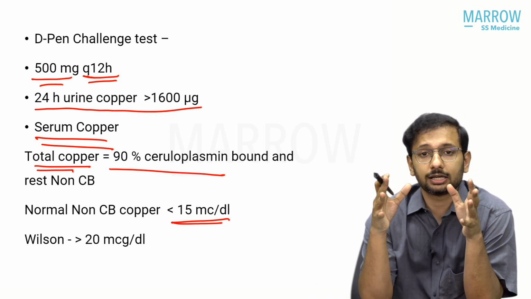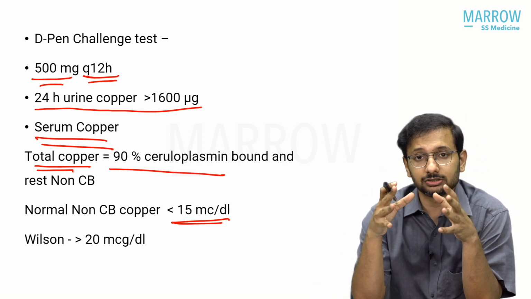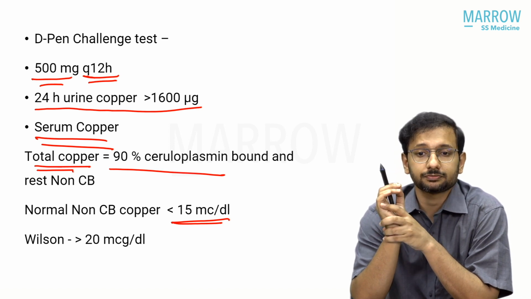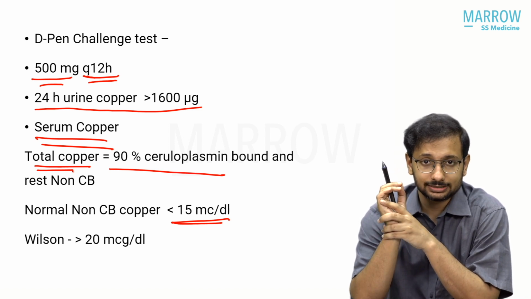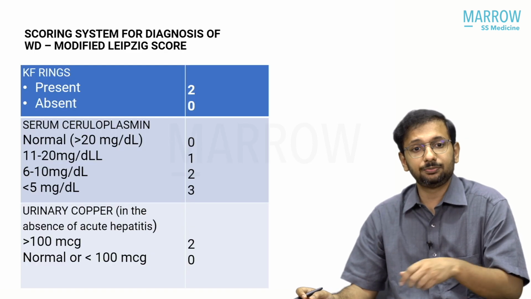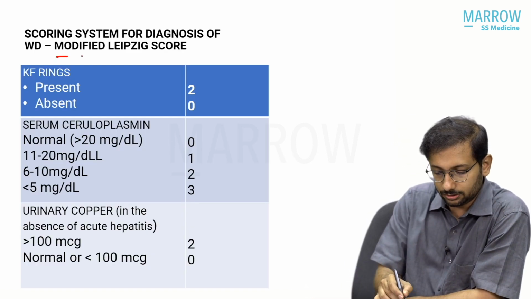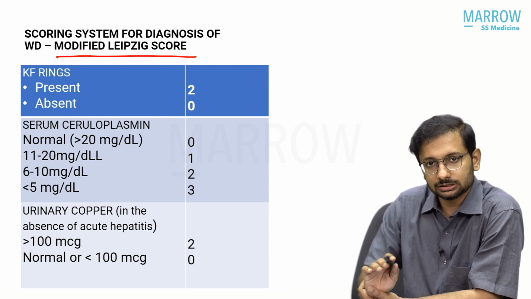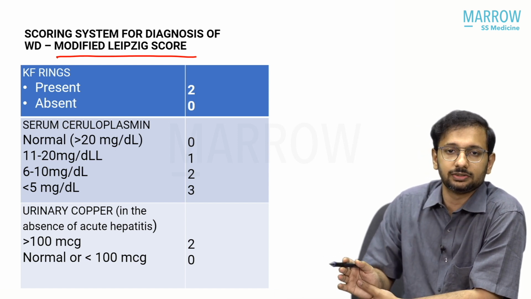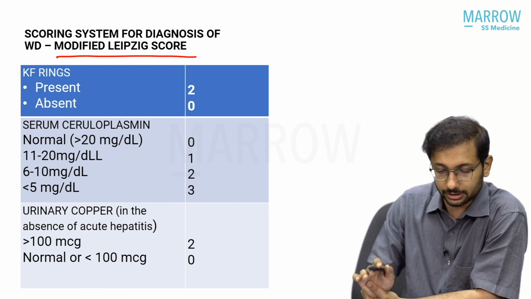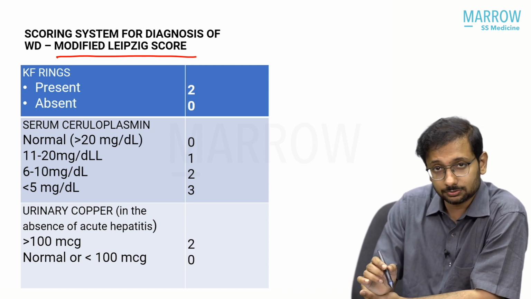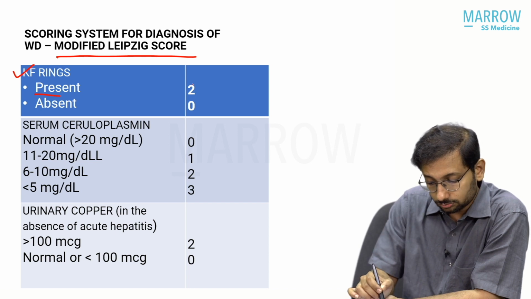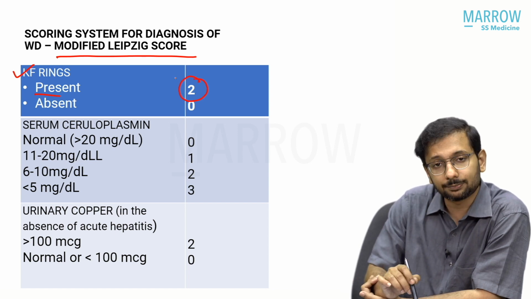So incorporating all these things together, we have found a way to diagnose Wilson disease, and that is called the Leipzig criteria or the modified Leipzig score. The standard of care in Wilson disease is diagnosis with respect to the Leipzig score. Now, in the Leipzig score, what all do we use? We use KF rings. If present, you give a score of 2. If absent, you give a score of 0.